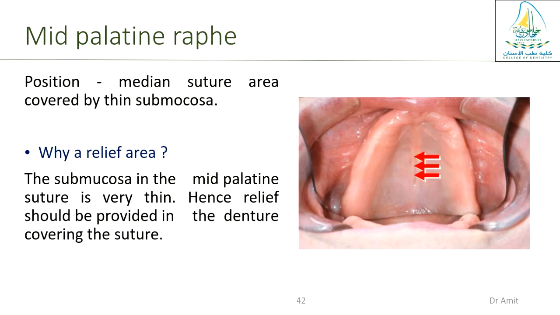Second is the mid-palatine raphe. I have already told you. This is the suture area, median suture area covered by thin submucosa. The submucosa is very thin. So if we apply pressure in this area, this thin submucosa will be traumatized, and then the patient will be having ulcers in this area. So we cannot apply pressure. So it is also a relief area because the submucosa is very thin.